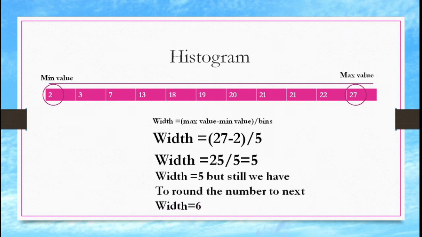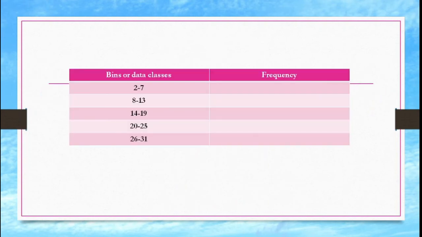So the width is 5, but still we have to round the number to the next value. I told you last time also, whatever value you get, please round it to the next value to find out the histogram in a proper way, right? So now we got the width is equal to 6. Clear? Now you can see 2, 3, 4, 5, 6, 7. Is it clear? So we have the 6 width between the bins or data classes.